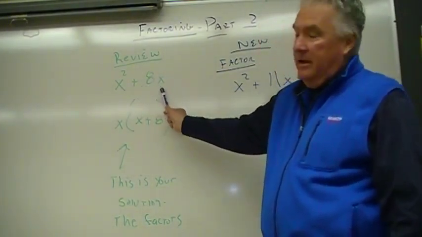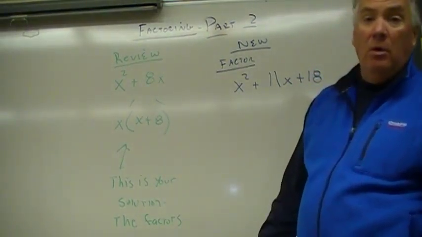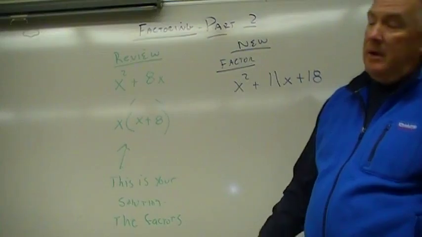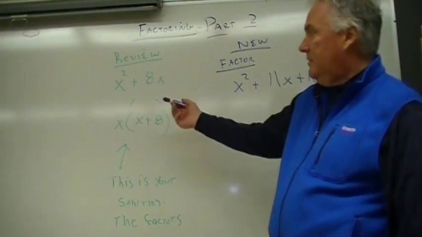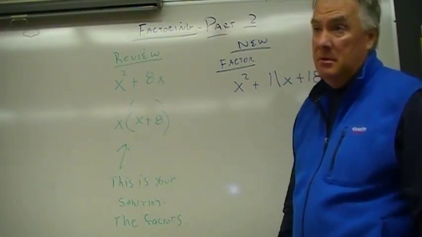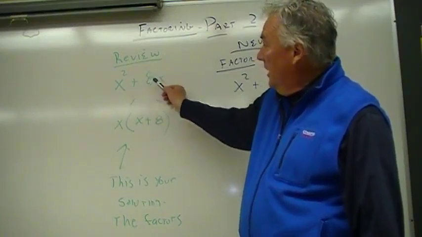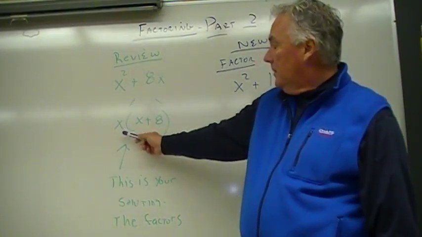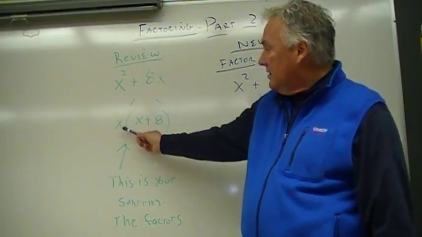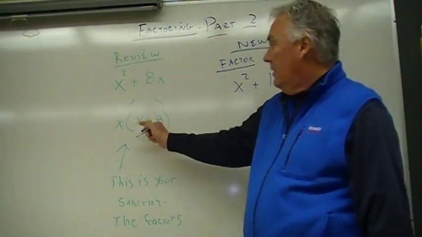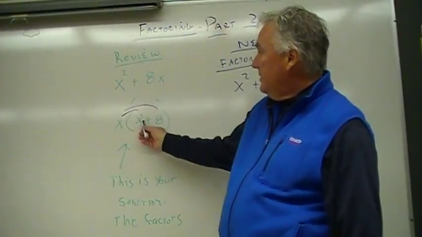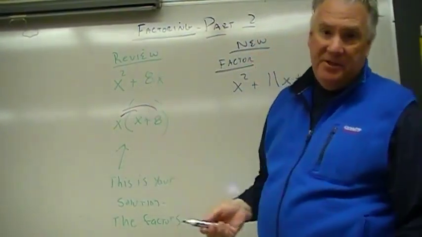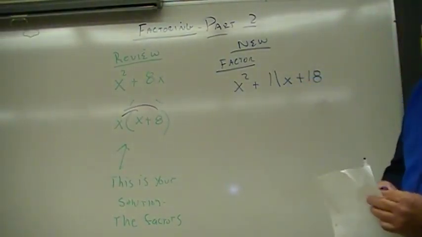I give you something like this, and the goal is to find its factors. What times what will give us this? Reverse multiplication. We're finding out what multiplied gives us this. In a way, it's division in some way. We pull out what's in common in x. So it's x times x plus 8. And this is your solution, the factors. This times this gives us this. And we can do our check. X times x is x squared, x times 8 is 8x. So that's our quick review from before.